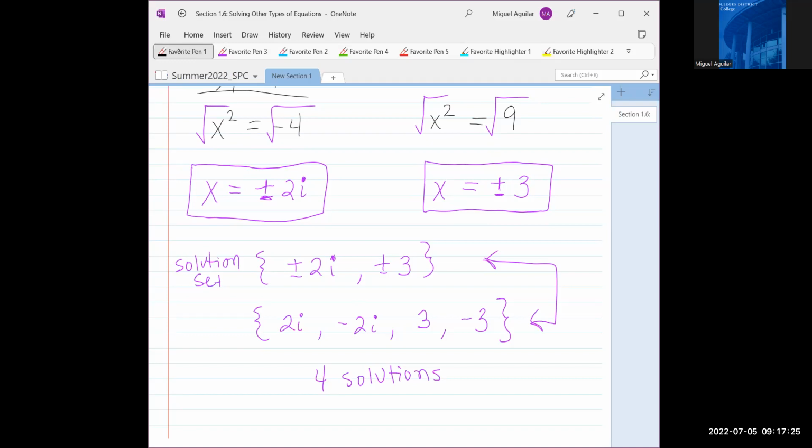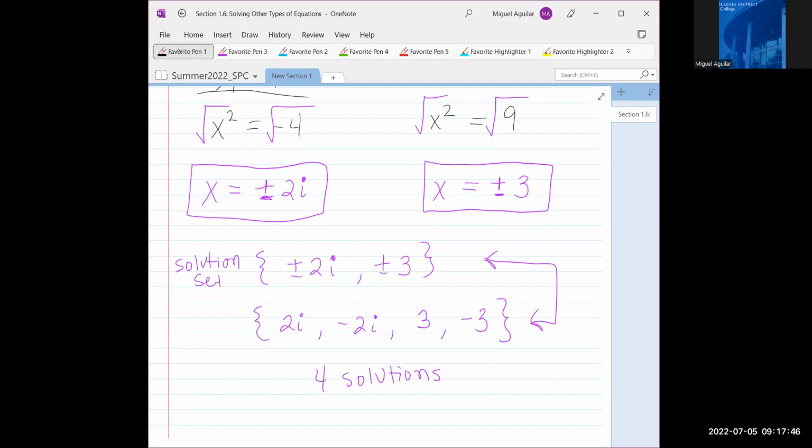Does anybody have any questions there? No. Did that feel pretty straightforward? That felt like solving a quadratic equation? Wait, yes, I have a question. Are we supposed to write it like the first solution set or the one below it?